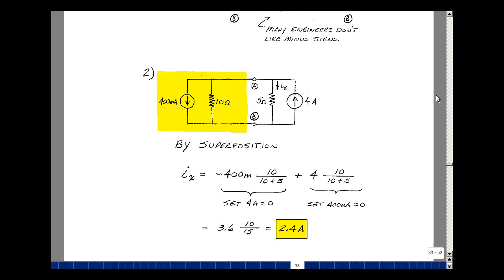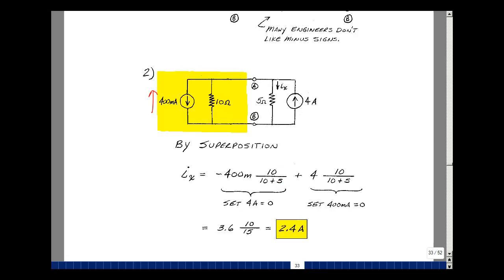I've got two sources, so I'll set this source equal to 0 and find the current due to this source. If the current was in this direction, I would have a current divider with two resistors in parallel. If I want the current in the 5 ohm resistor, using the resistive current divider, I would take the other resistor over the sum of the two. 10 over 10 plus 5 times the current in this direction, which is a minus 400 milliamps.